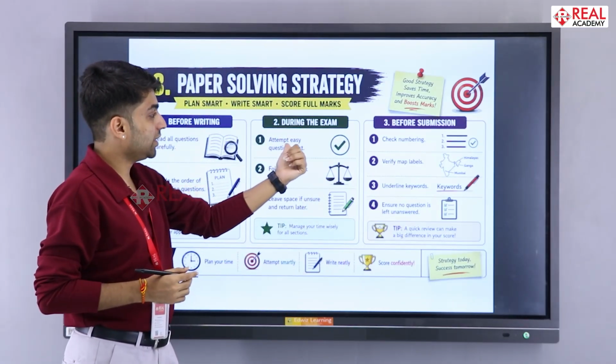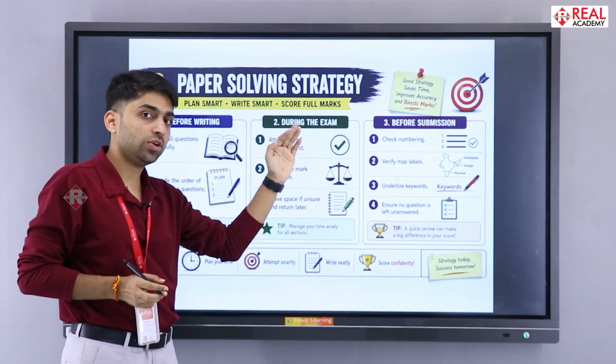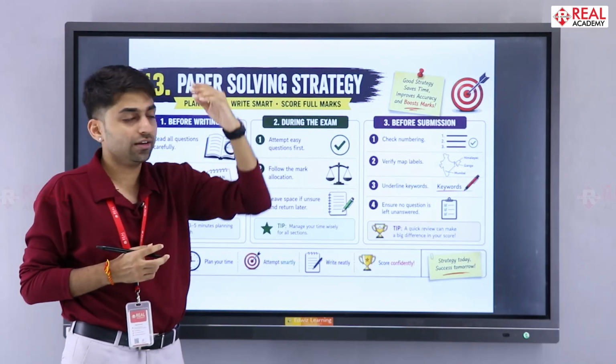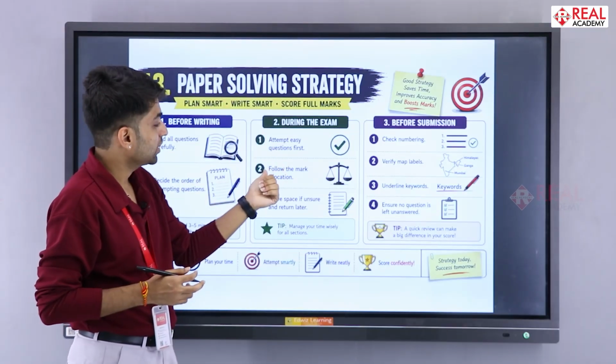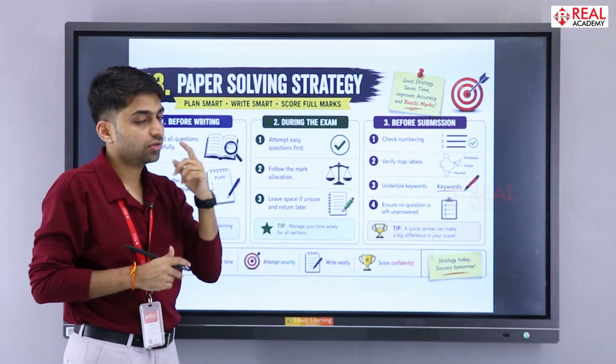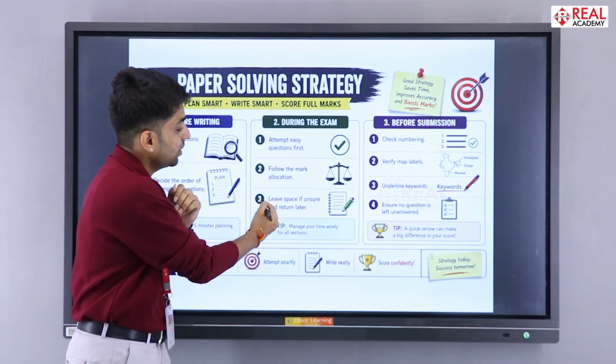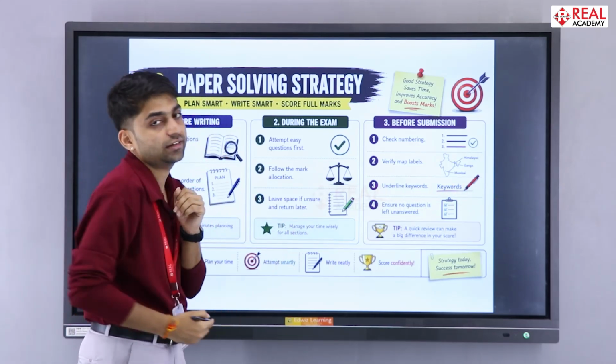During the exam, attempt easy questions first. That's the basic rule and it's going to always give you an upper hand because it saves lots of time. Follow the mark allocation. Do not go for the lengthy answers. Leave space if unsure and return later.